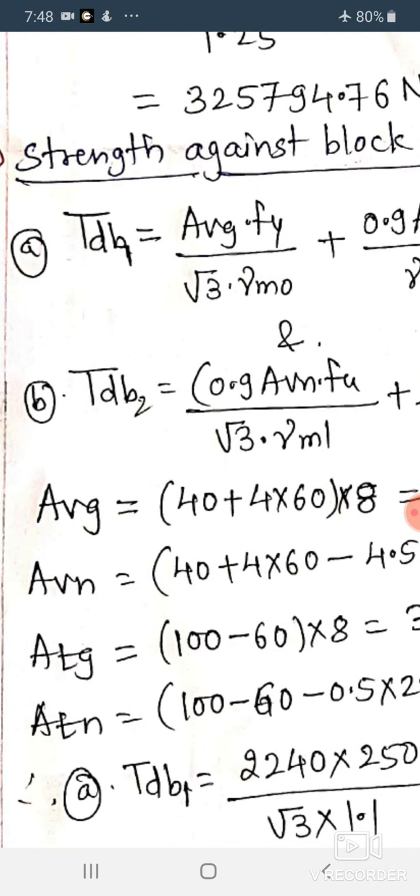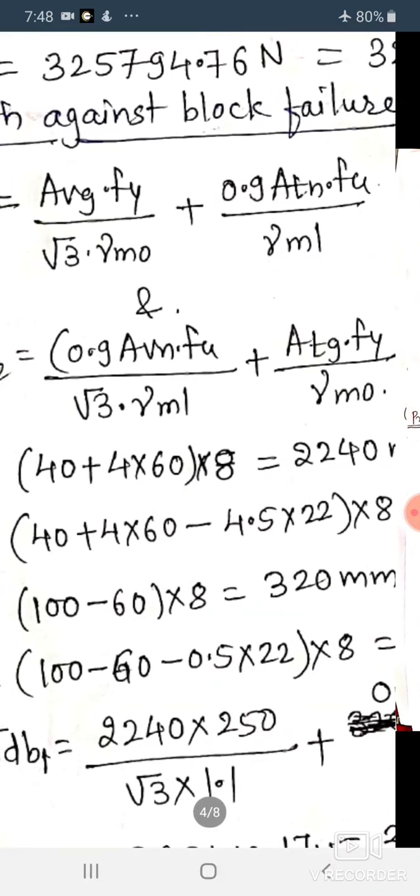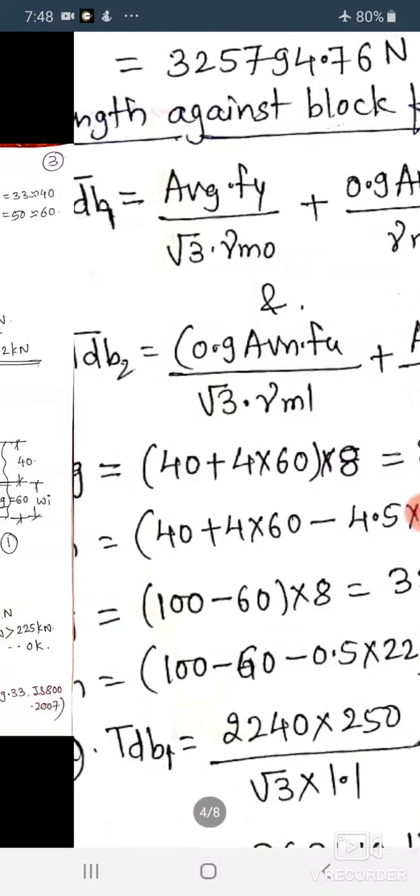So 40 plus 4 into 60, from the edge till the center of the last bolt. So 40 plus 4 into 60 into 8 gives you the gross area, that is 2240 mm square.